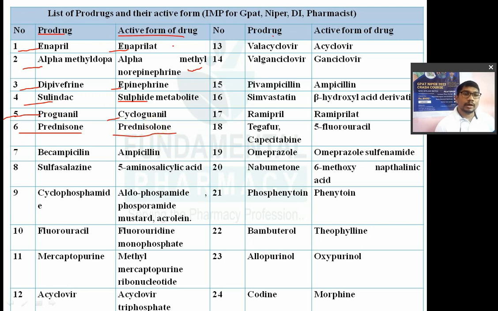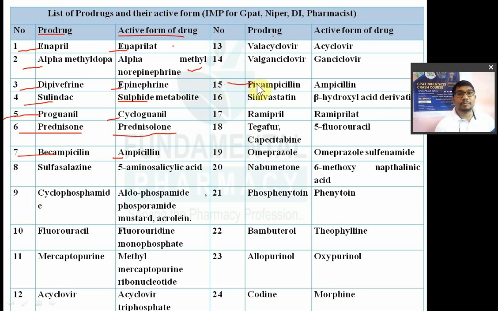Now another drug is there known as bacampicillin. Bacampicillin is a type of penicillin. Bacampicillin is converted into ampicillin inside the body. तो bacampicillin का active metabolite कौन है, ampicillin. Bacampicillin क्या है, prodrug.